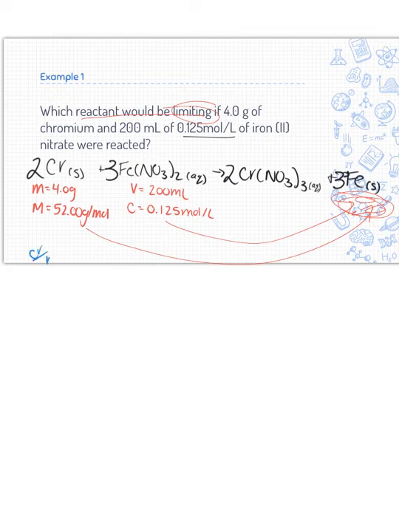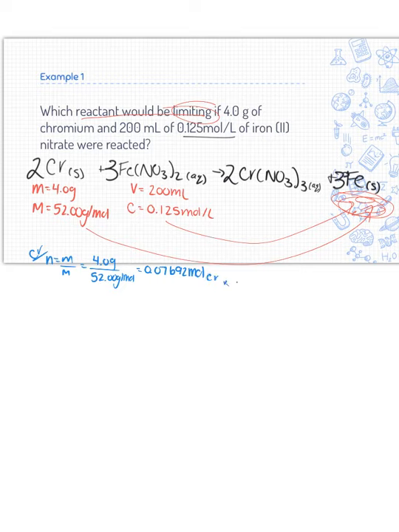We're going to use n equals little m over big M, and we're going to find the number of moles of chromium represented by 4 grams. So divided by 52. If you plug that into your calculator, you get 0.07692 moles, and that's moles of chromium.